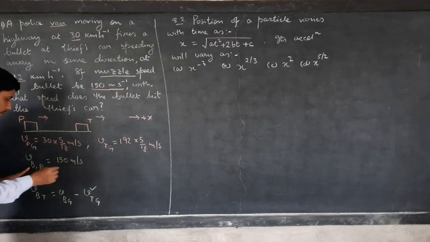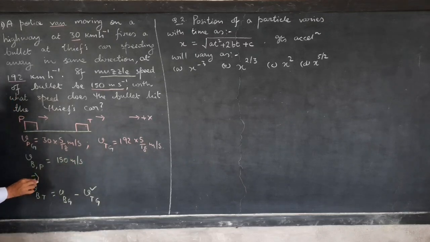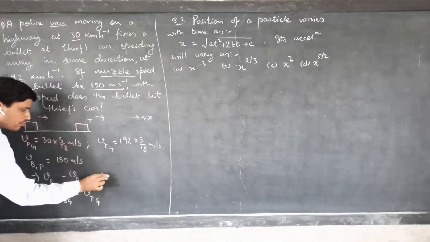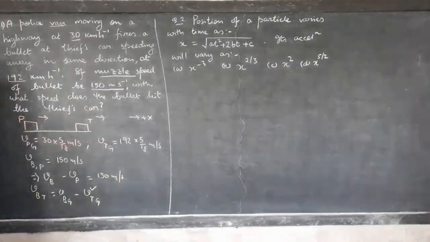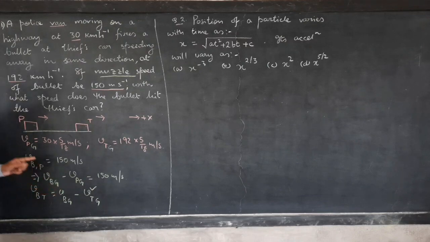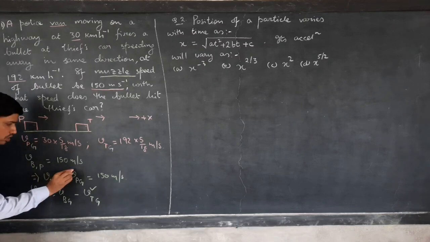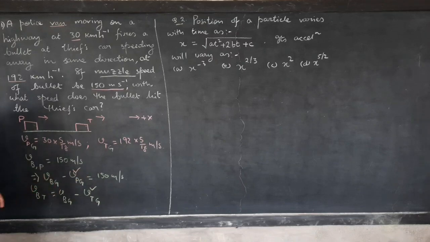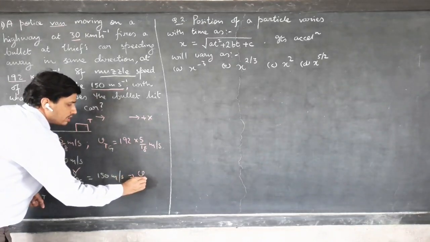We know VBP. VBP, the velocity of the bullet with respect to the police van, will be velocity of bullet minus velocity of police van, and this is 150 meters per second. Okay. Again, let me choose the reference as ground. These two must be the same. Out of these two, you can see the velocity of the police van with respect to ground is known to us. This is 150, this is known. So knowing these two, we can easily calculate VBG.